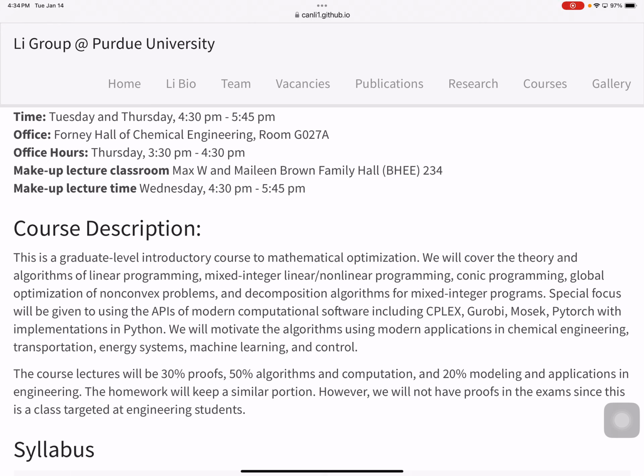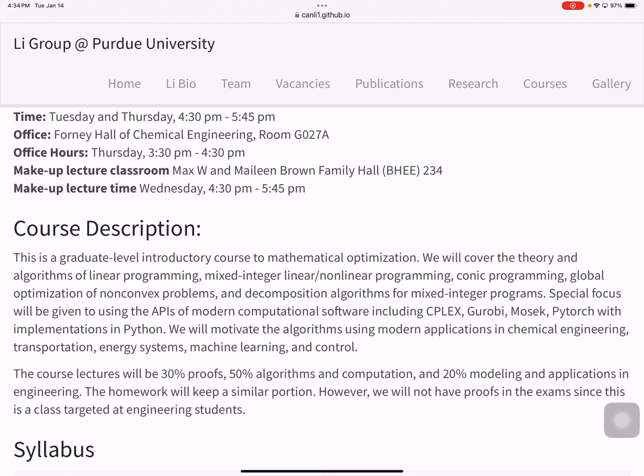For example, if you think you are most interested in linear programming, Professor Andrew Liu from industrial engineering offers a whole semester class on linear programming, right? So maybe after you take this class and you want to know more about linear programming, you can take Professor Liu's class. And similarly, for other topics, there is a nonlinear programming class offered in industrial engineering as well.